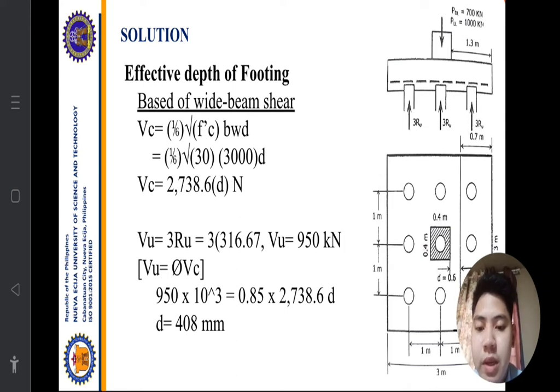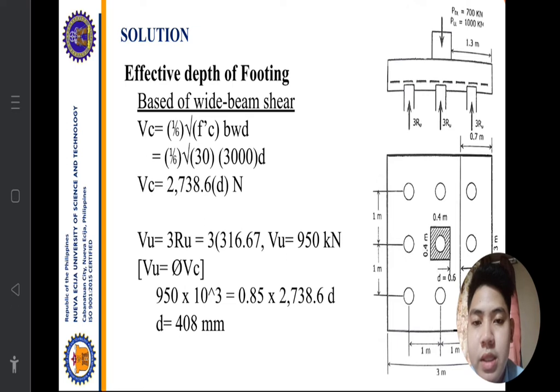For our effective depth of footing, based on wide beam shear, our Vc has a formula of 1/6 times square root of f'c times bw d. As we substitute the values, we are going to get an equation of 2,738.6 d newtons. Vu is equivalent to 3 Ru, and our Ru is 316.67. Therefore, Vu is going to be 950 kilonewtons.